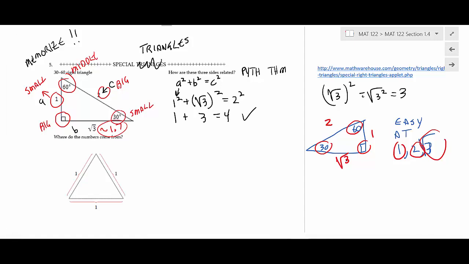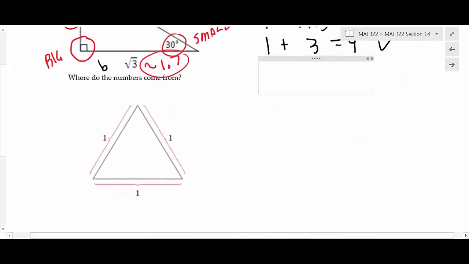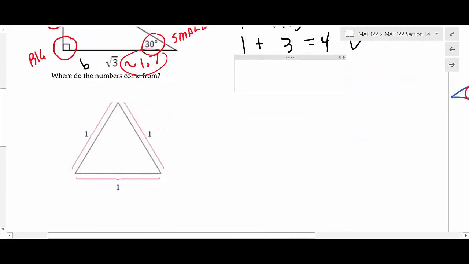Okay, so the next thing I want to show you is, where does this come from? How did people figure this out? Well, the idea is it really comes from an equilateral triangle. So this is an equilateral triangle, and we're just going to say all the sides are 1 for simplicity. All three angles always add up to 180 in a triangle. We've learned that. So that would be 60, 60, and 60.